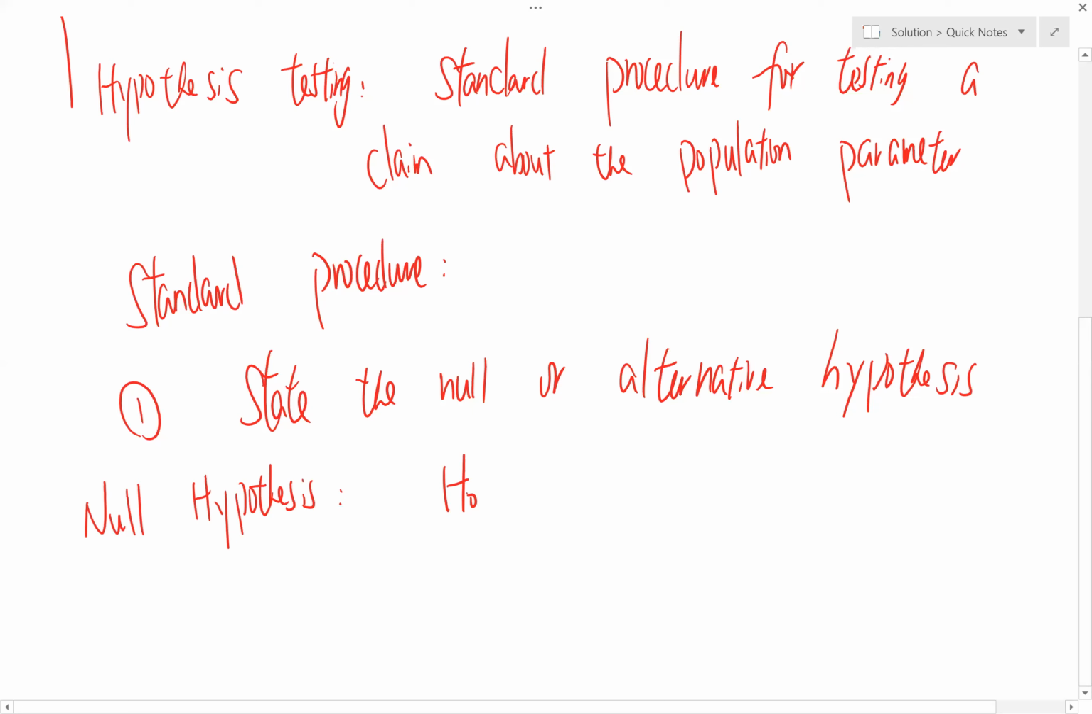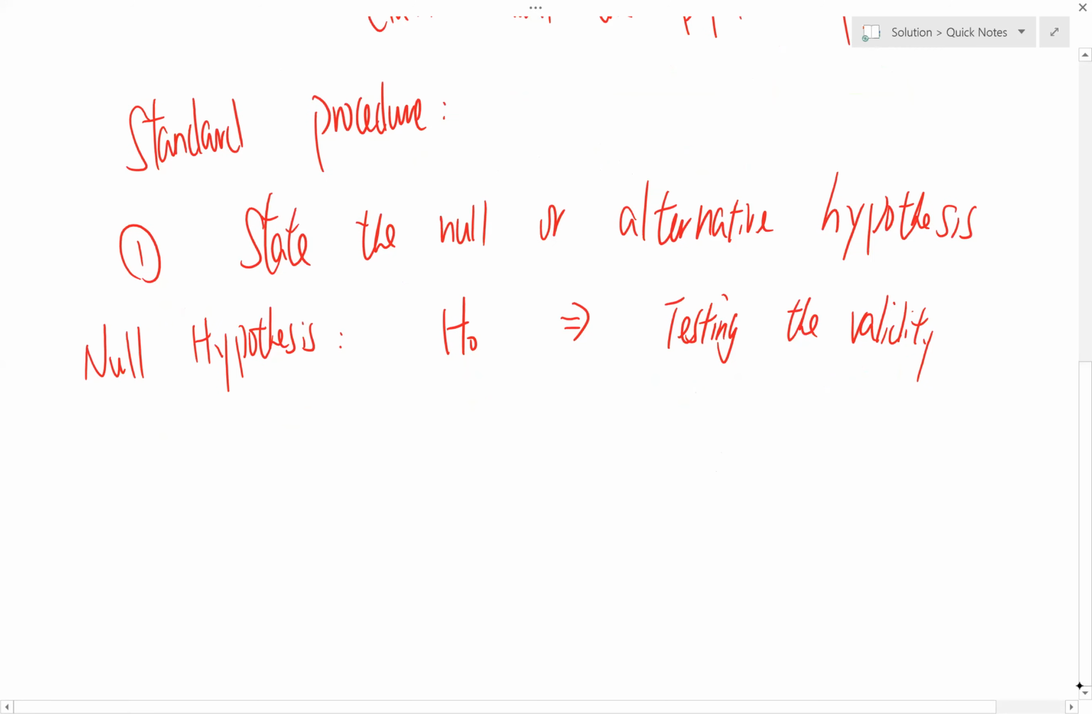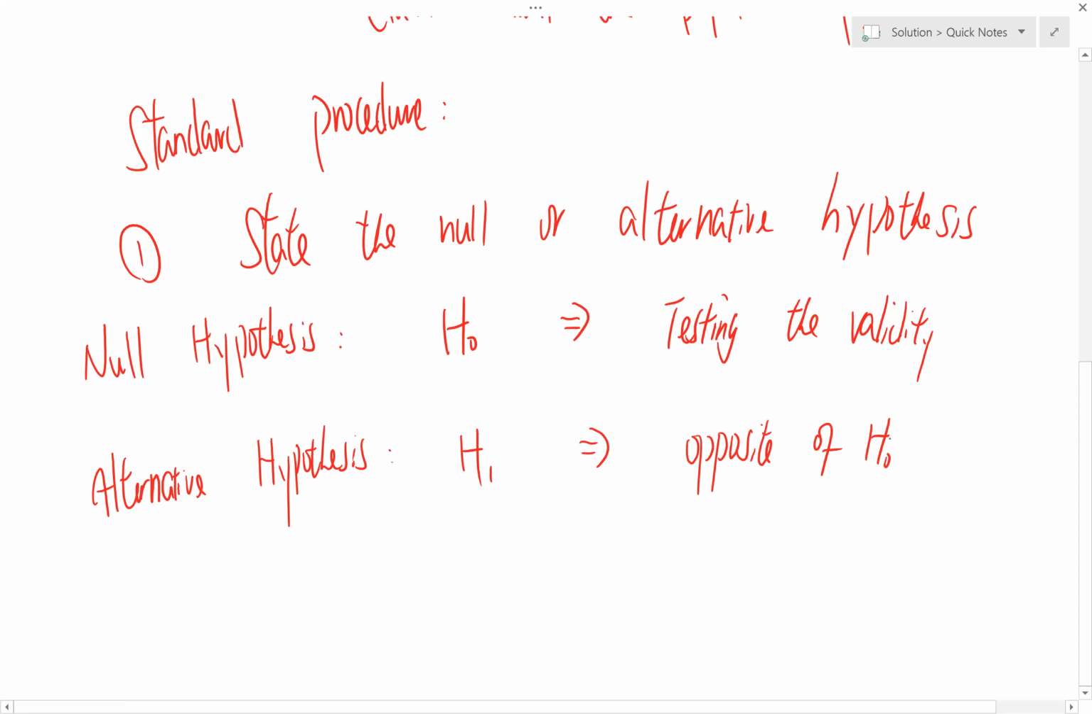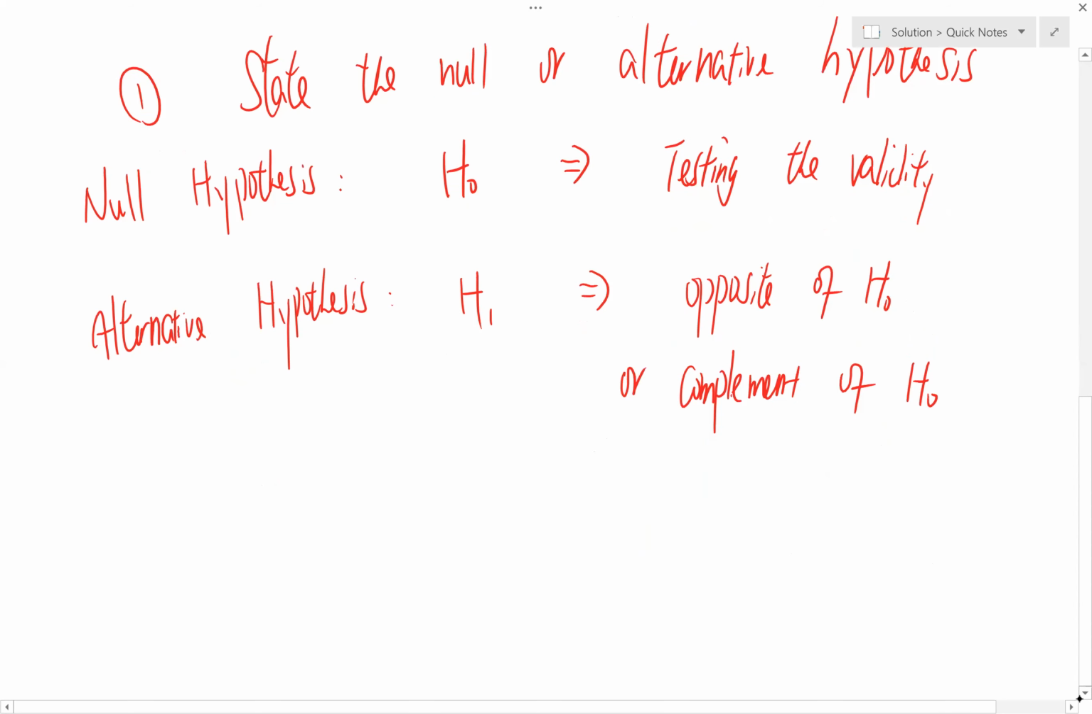And we're basically just testing whether or not the null hypothesis is true, right? Testing the validity of the null hypothesis. And also a second hypothesis called the alternative hypothesis. We call this H1 or HA, depending on the textbook or PowerPoint. They use different symbols, but H1 does the work. H1 is usually the opposite of H0, or another way to say it is a complement of H0. This is step number 1, stating the null and alternative hypotheses.